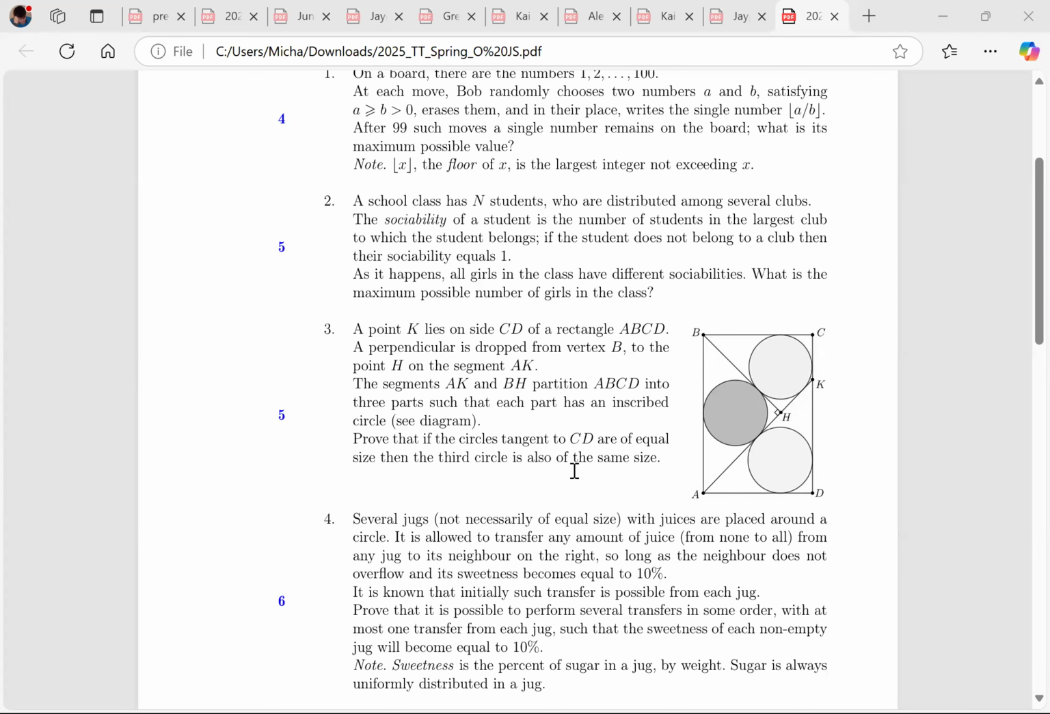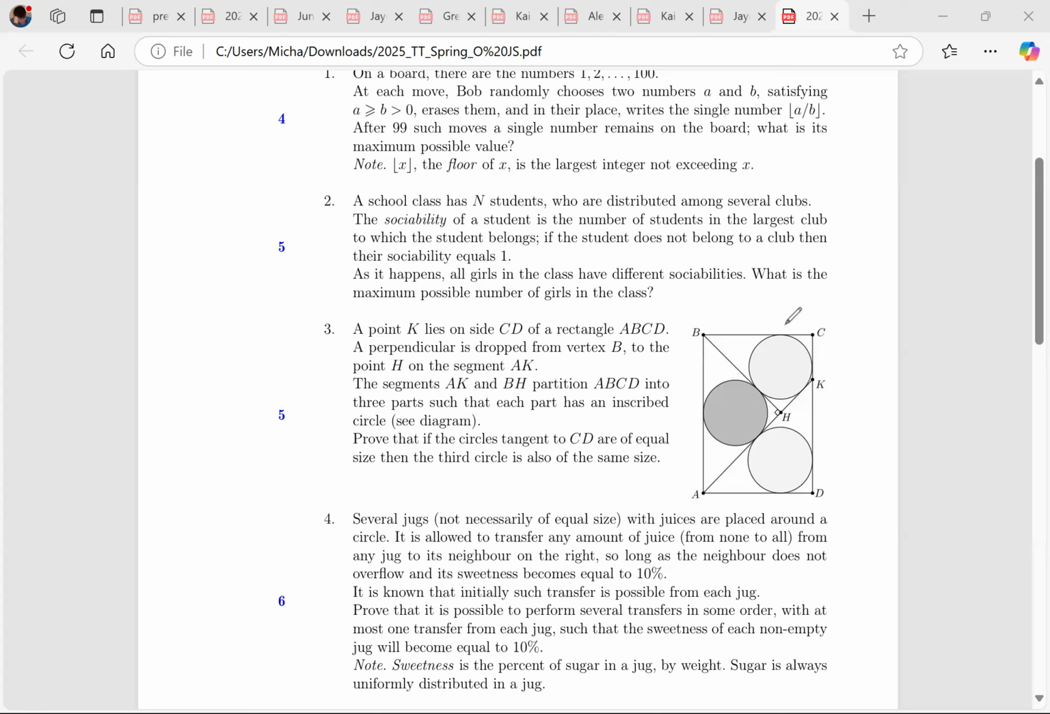This is actually a really interesting problem, okay? It's got a diagram given to you, and it's about a rectangle. So you have a rectangle ABCD, right? And then you define a point K on the side CD, yeah? And you draw this line, okay? And then you draw the perpendicular from B to AK, yeah? Right? And then once you've got that, you draw the incircle of this triangle, and the incircle of this triangle, and then you draw the incircle of this quad, okay? Does that make sense? Yup.